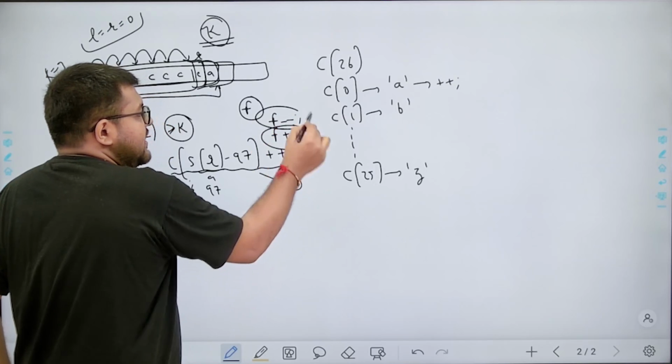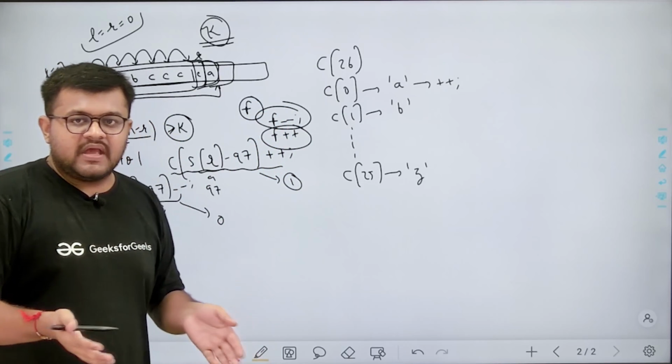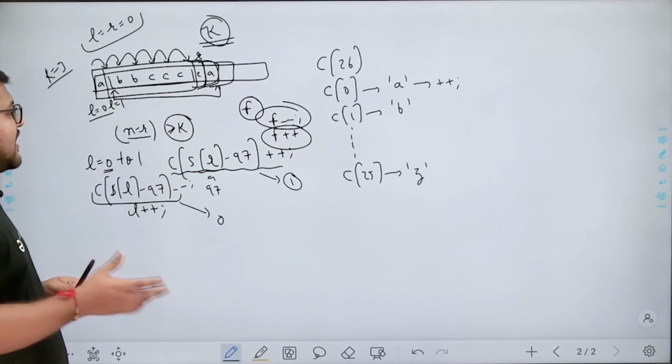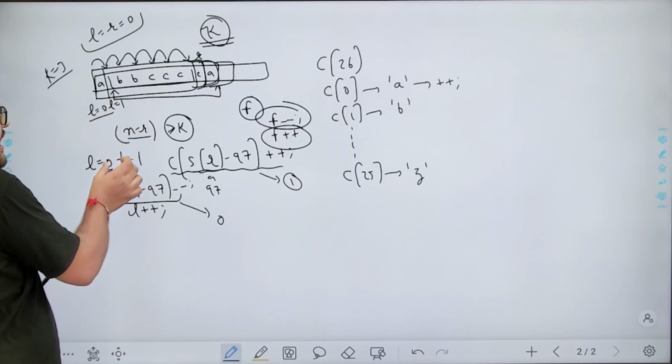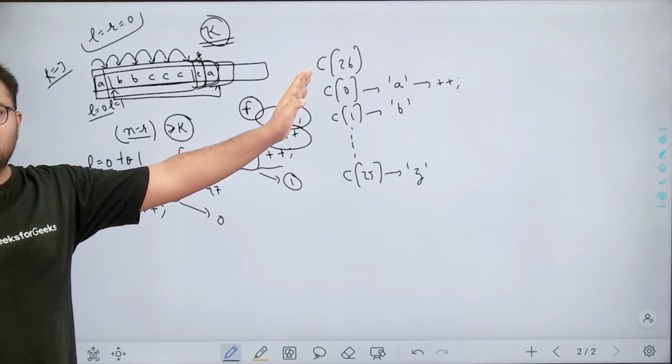Okay, and every time I'll check whether f is less than k or greater than k or equal to k, and similarly I'll change the value of L and R. Okay, and we'll count the number of substrings starting with L, which has at least k distinct characters, and will move L from 0 to n minus 1.